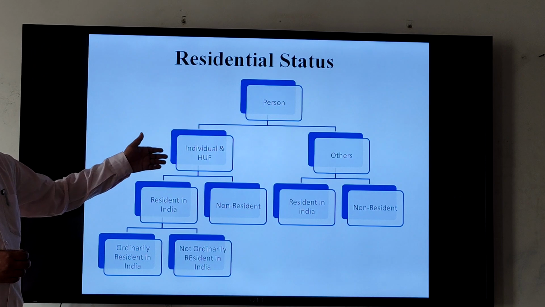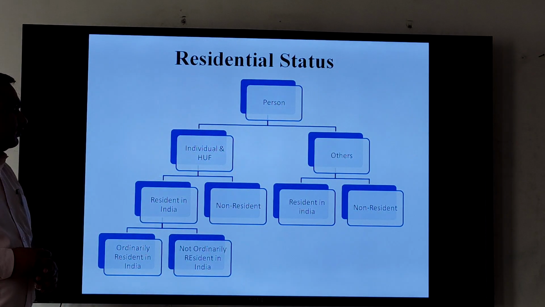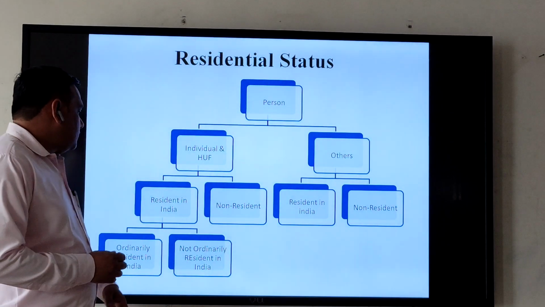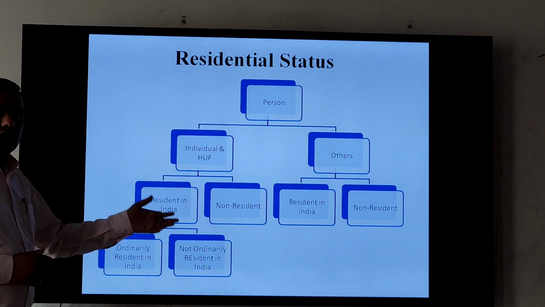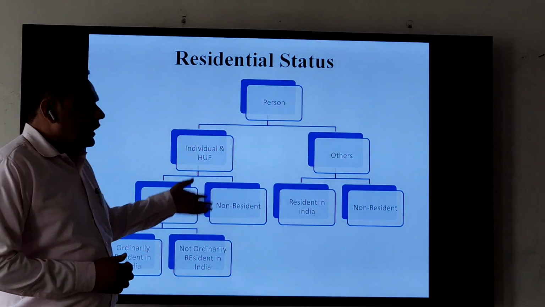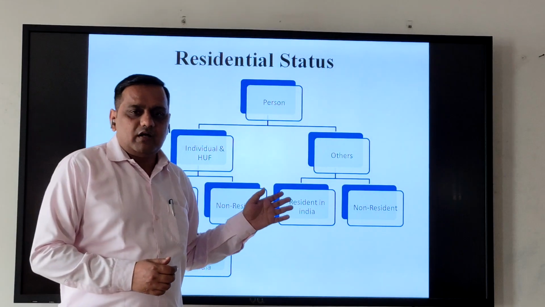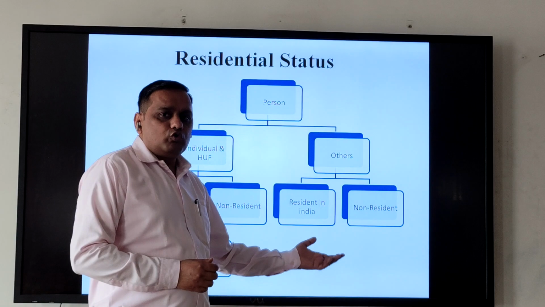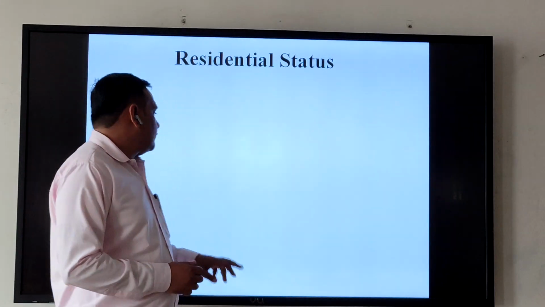First part is individuals and HUF, second is others. In case of individuals and HUF, the persons are divided into two statuses, that is resident and non-resident. Residents are of two types, that is ordinary resident in India and not ordinary resident. Other persons, that is other than individuals and Hindu undivided family, that is company, firm, local authority, they are divided into two parts, that is resident in India or non-resident.